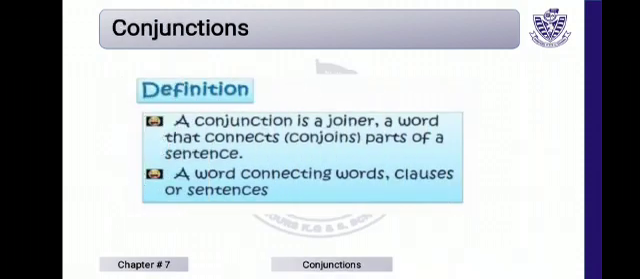Students, now we have conjunctions. What are conjunctions? First we will discuss the definition. What is the definition of a conjunction? A conjunction is a joiner, a word that connects parts of a sentence. You can also say that it is a word connecting words, clauses or sentences.